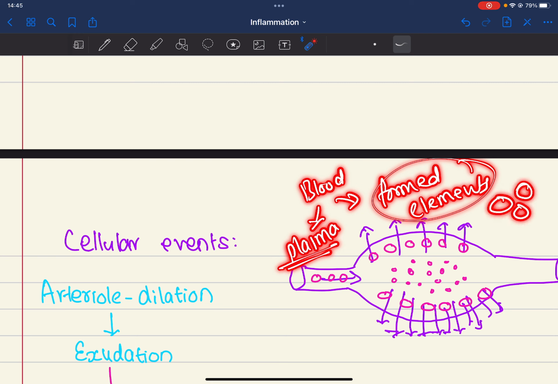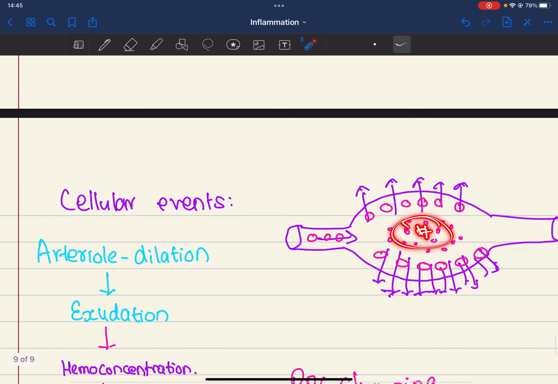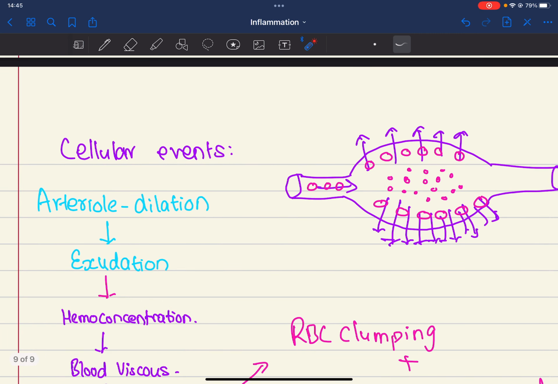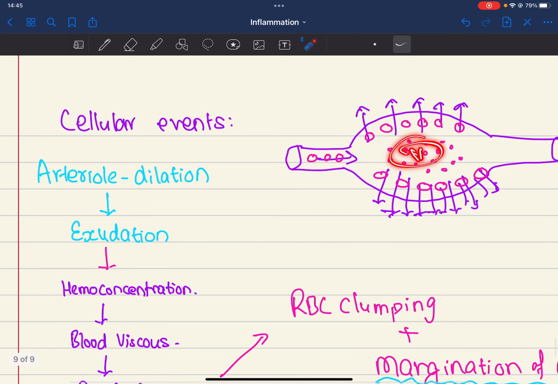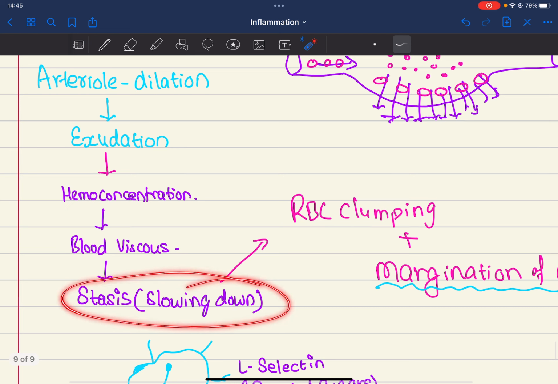The formed elements, RBCs and WBCs, are very large in size, so they cannot escape through the intraendothelial gaps. So they remained inside. Whatever events are happening, we'll talk about in cellular events. Now RBCs and WBCs are inside this capillary, so they get concentrated, and that is called hemoconcentration. Due to concentration of formed elements, blood becomes viscous and slows down.